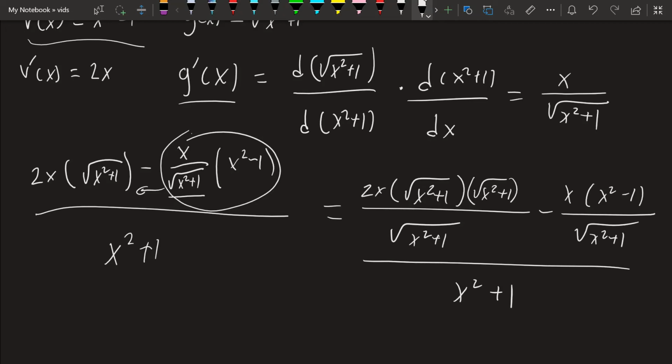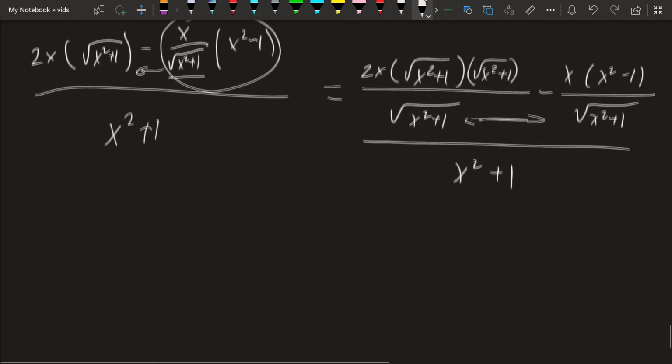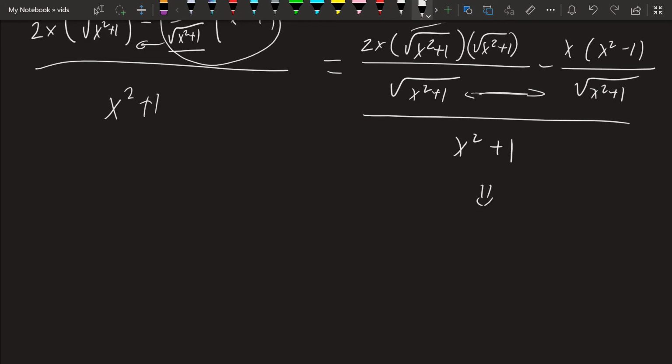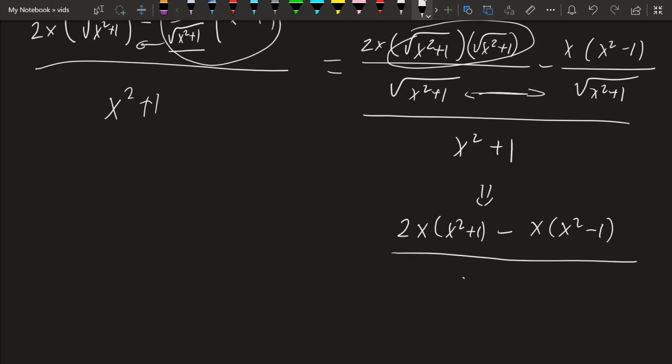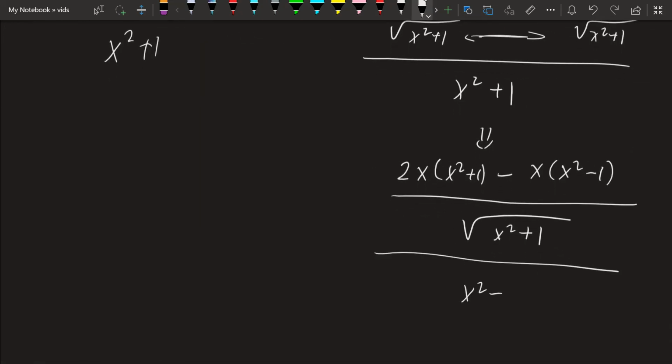Now, since they have the same denominator, we can simplify the numerator, right? So this, the square root multiplied by the square root, is just quite literally the inner term, which is just x squared plus 1, minus x into x squared minus 1, all over the square root of x squared plus 1, all over x squared plus 1, right? So what we can do here is we can take this denominator and put it here. This is just simple mathematics. You guys know that. And now let's just simplify the numerator.